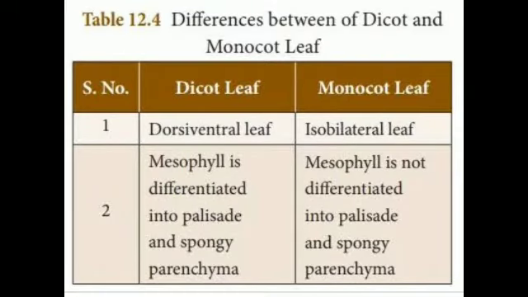The next, differences between dicot and monocot leaf. Dicot leaf is dorsiventral leaf. Dorsiventral means separated by two.